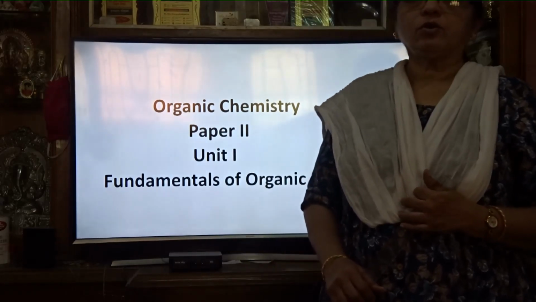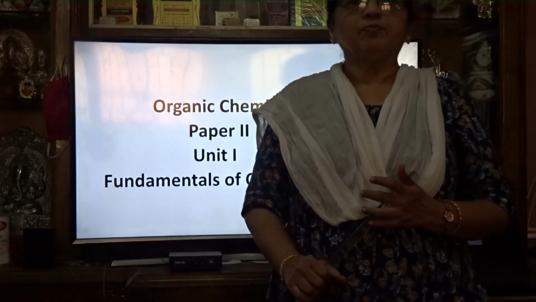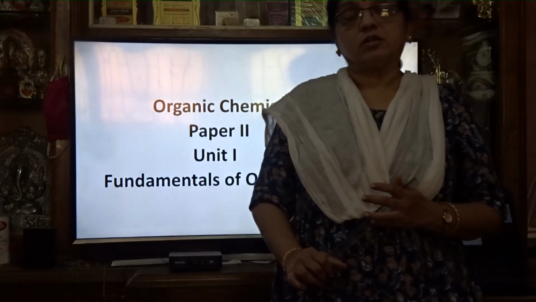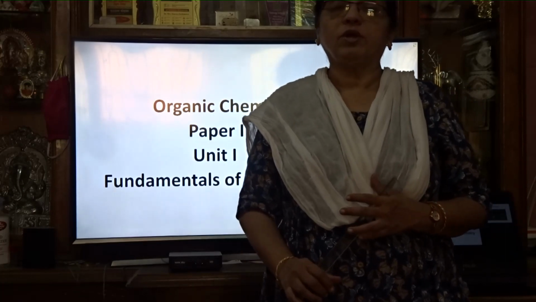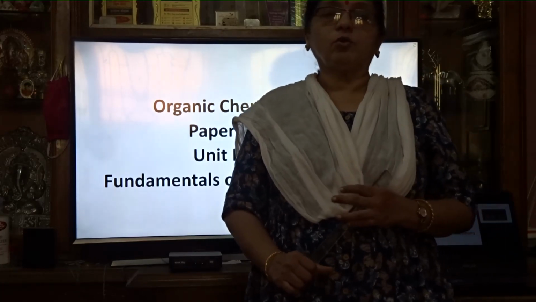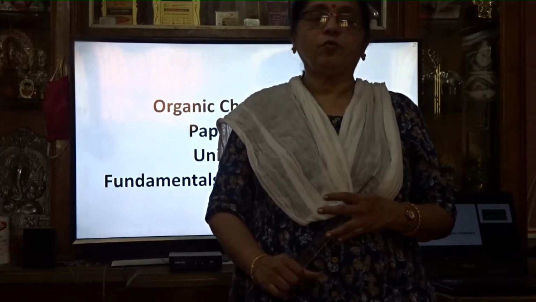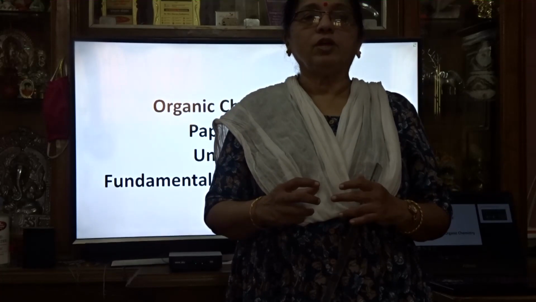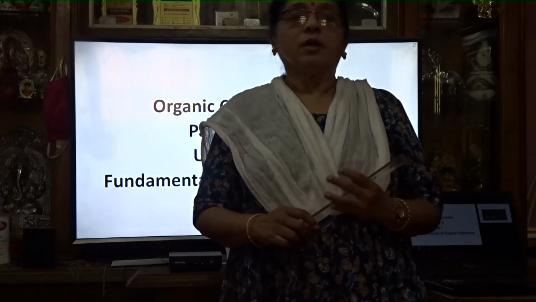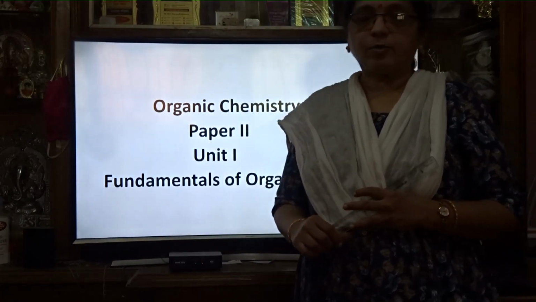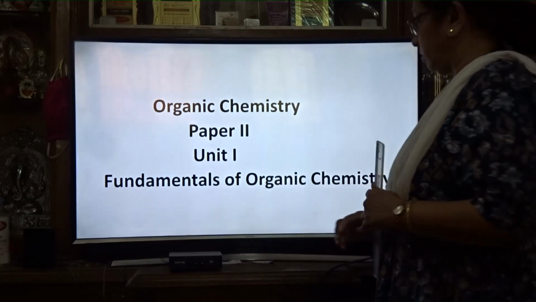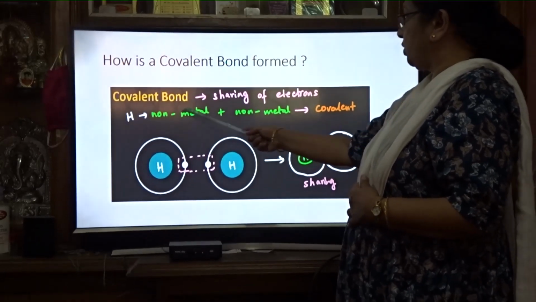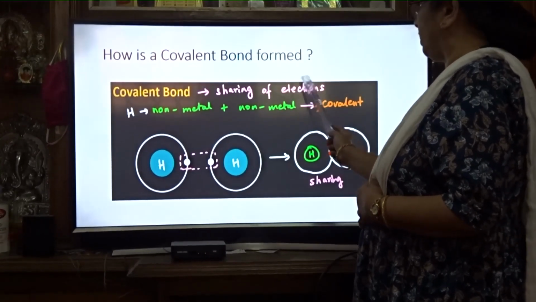So in organic chemistry we come across the covalent bond very much. The carbon-carbon bonds are bonded by covalent bonds. So what is a covalent bond? A covalent bond is formed by sharing of electrons. Sharing means both the atoms share equal electrons. That is known as a covalent bond. Here we will see diagrammatically how a covalent bond is formed.